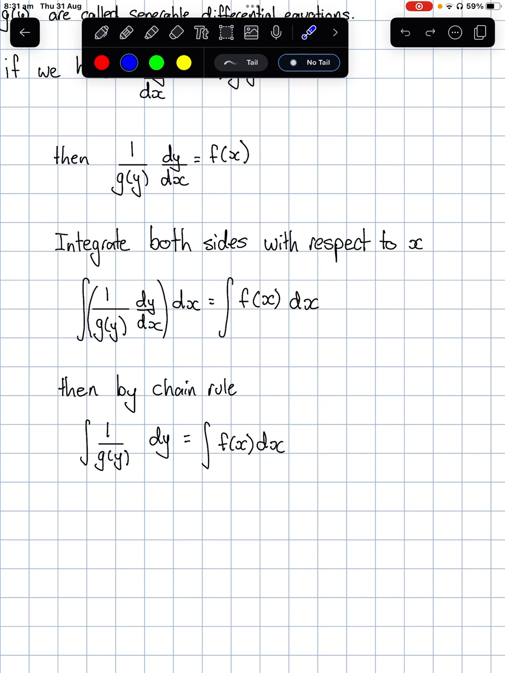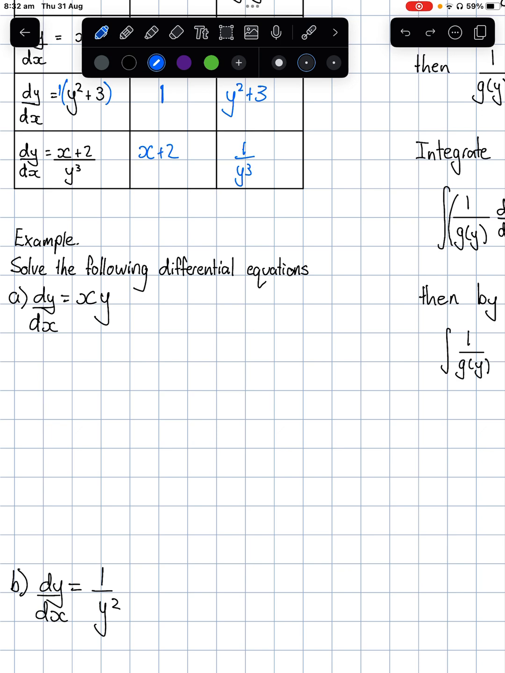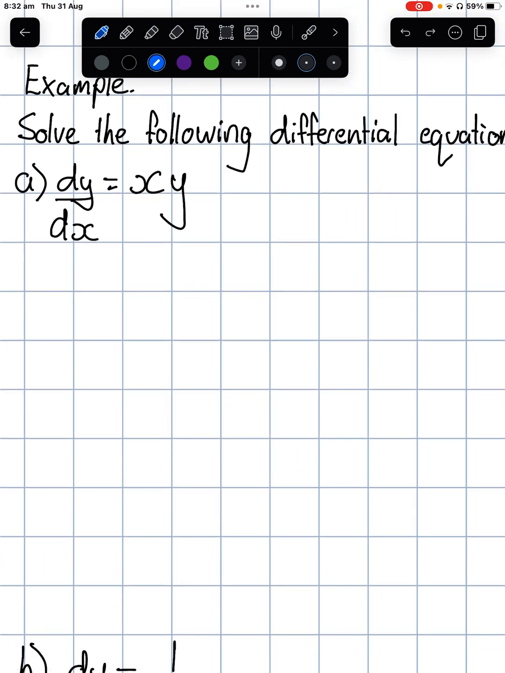So let's jump into an example. This first one here, solve the following differential equations. dy/dx equals x times y. So we've got to multiply both sides by 1 over y to get this. Now, I'm just going to leave that out because that's simple. We already know how to do that. So 1 over y times dy/dx equals x. So we've got this here.